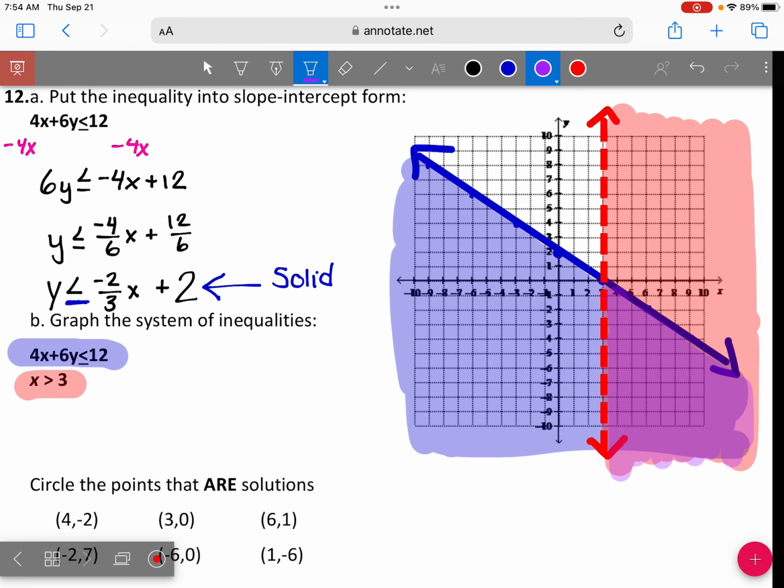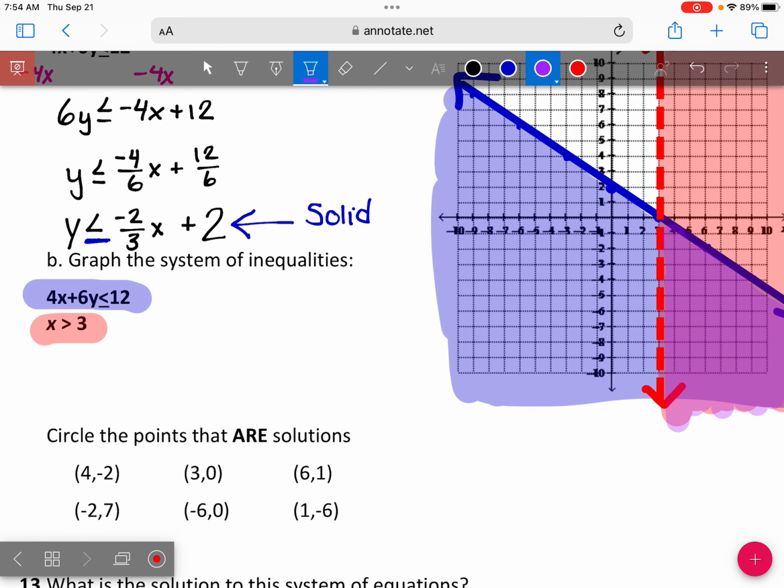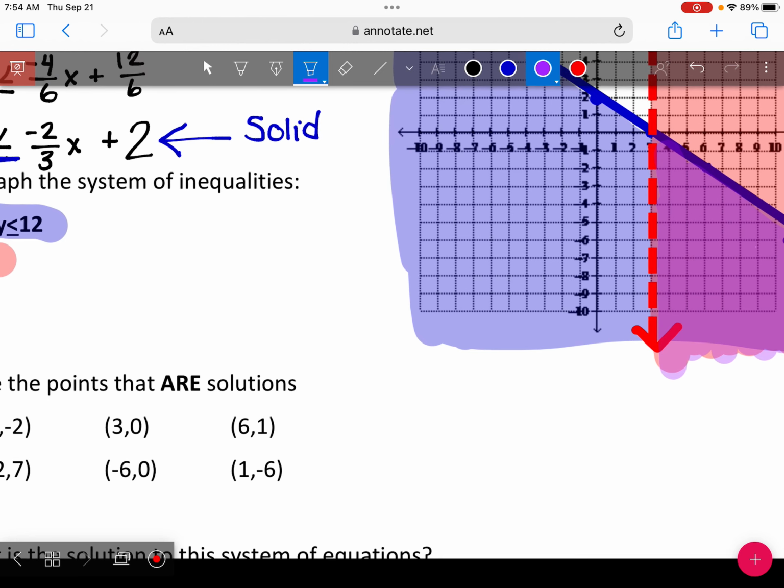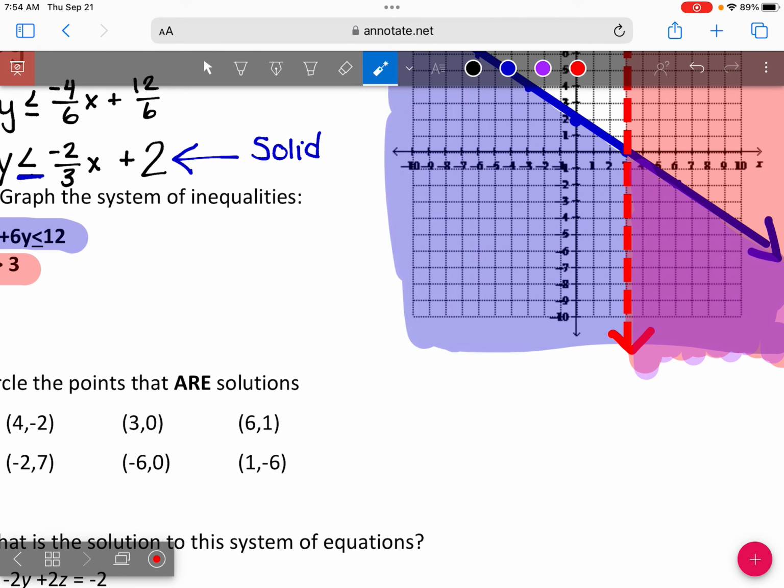So that's the last piece of this: we are asked to look at this list of points and tell me if they are solutions or if they are not solutions. So the easiest way to do that is to take your pen, plot it, and put your pen on it. So 4, -2. This guy right here. Is this a solution? Yes. So, yeah, that one's a solution. How about 3, 0? No. Because it's on a dotted line, it doesn't count. So that one is not a solution.